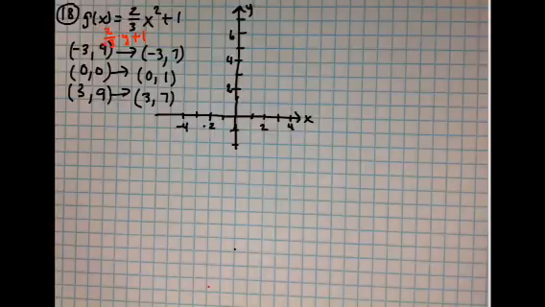And then, so when you multiply 9 times 2/3, you get 6. 6 plus 1 is 7. Okay, and so that's where you have this. So now I'm going to plot the points. So negative 3, 7, back here, and 0, 1, and 3, 7. Okay, connect them, and you are done.